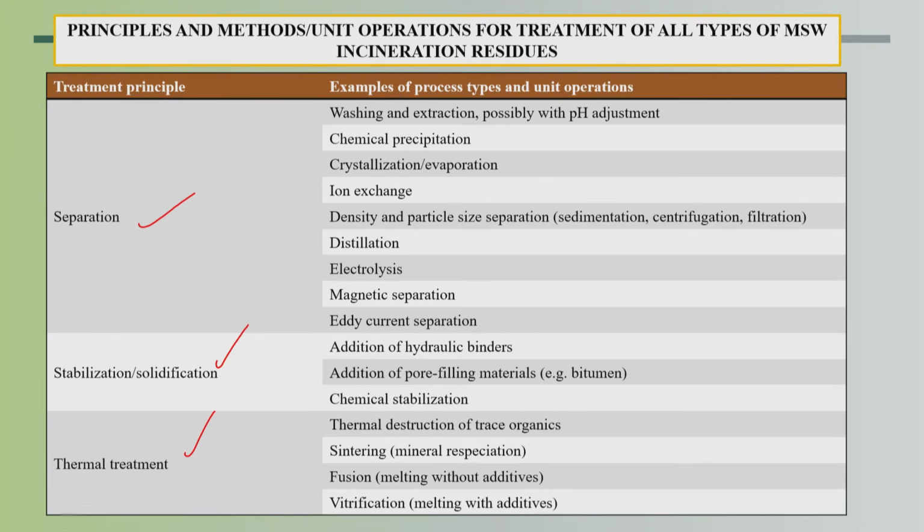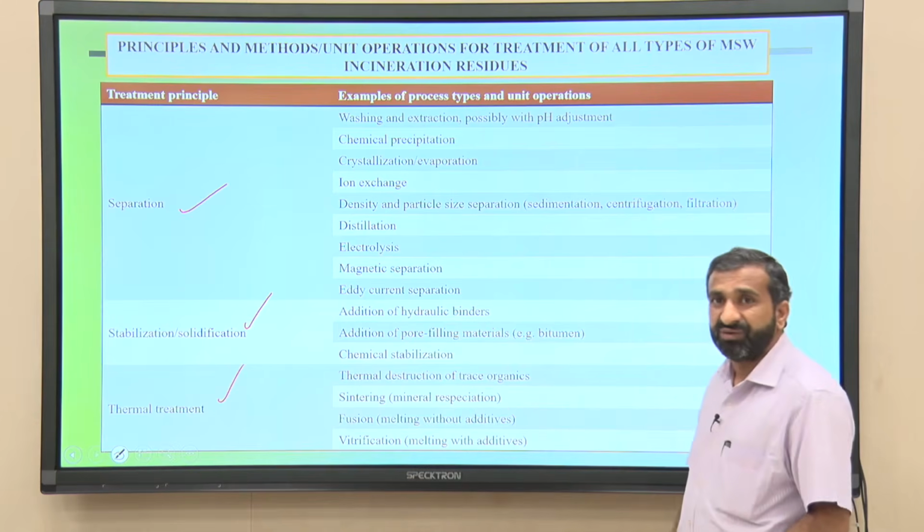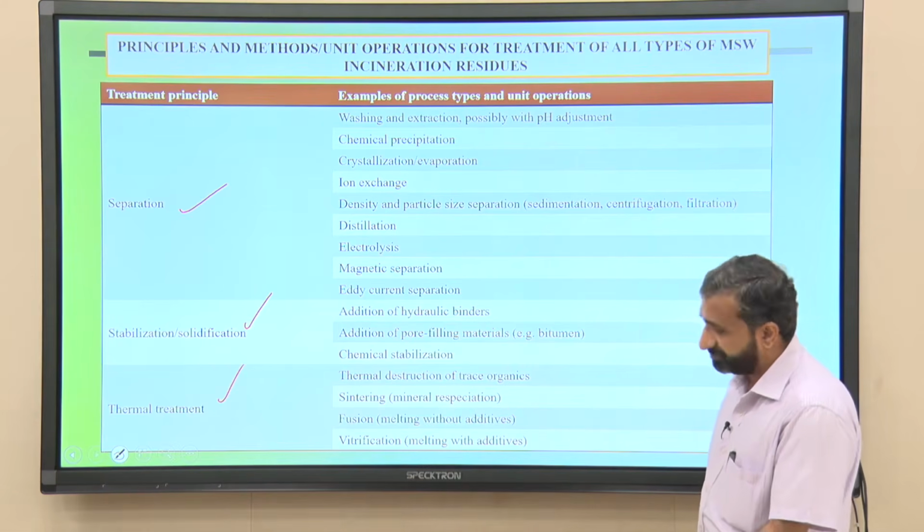Now, this table gives the different technologies. These are the different unit operations or technologies under separation: ion exchange process, distillation or electrolysis, magnetic separation, and eddy current separation could be possible. In stabilization or solidification, addition of hydraulic binder and chemical stabilization could be possible, and thermal treatment like sintering, fusion or vitrification, these kinds of unit operations could be possible.